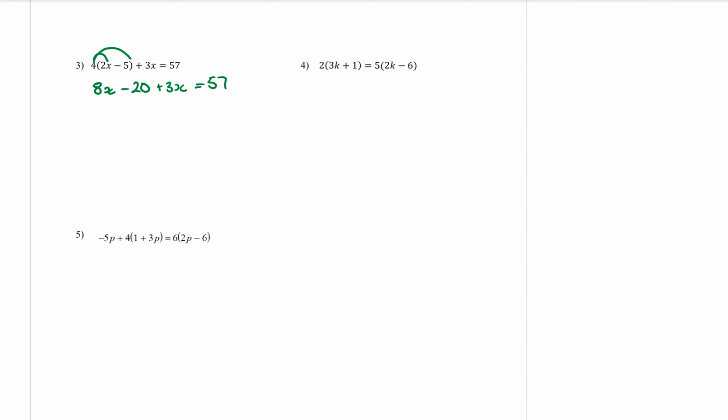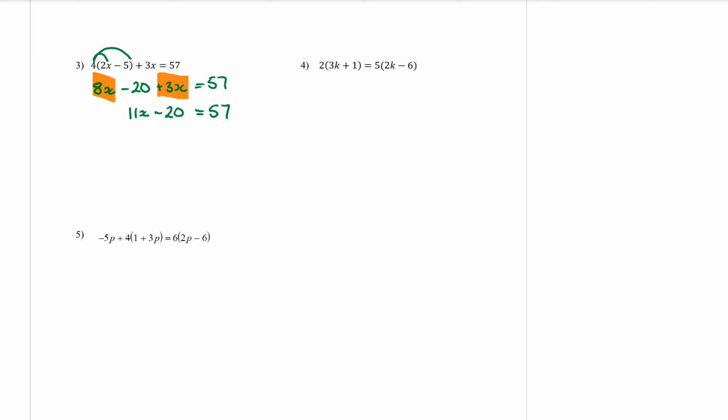Now, if we have got two x terms or two like terms of any kind on the one side of the equation, we need to collect those up. So we have got an 8x plus a 3x. Okay, we're not moving them to the other side. Don't do any opposites or anything here. We just want to add those together. 8 plus 3 makes 11x. So we have 11x. We still have the minus 20, and that is equal to 57.